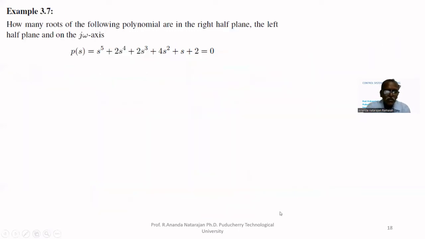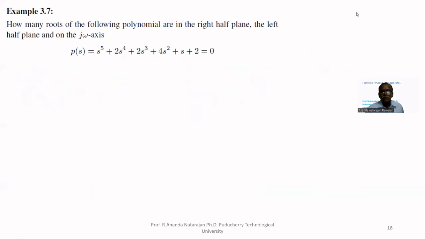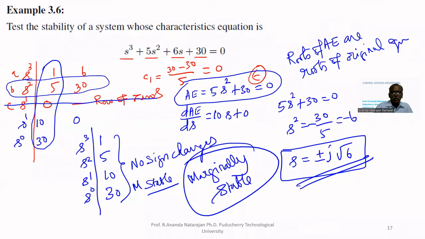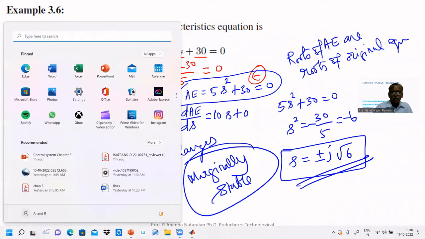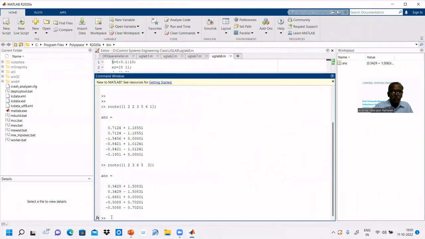Let us check what the location of poles is. Let us check in MATLAB. Now let us check by using MATLAB. In MATLAB, we have to find the roots. The function call is roots. We have to pass the parameters, that is the coefficients: 1, 5, 6, 30.